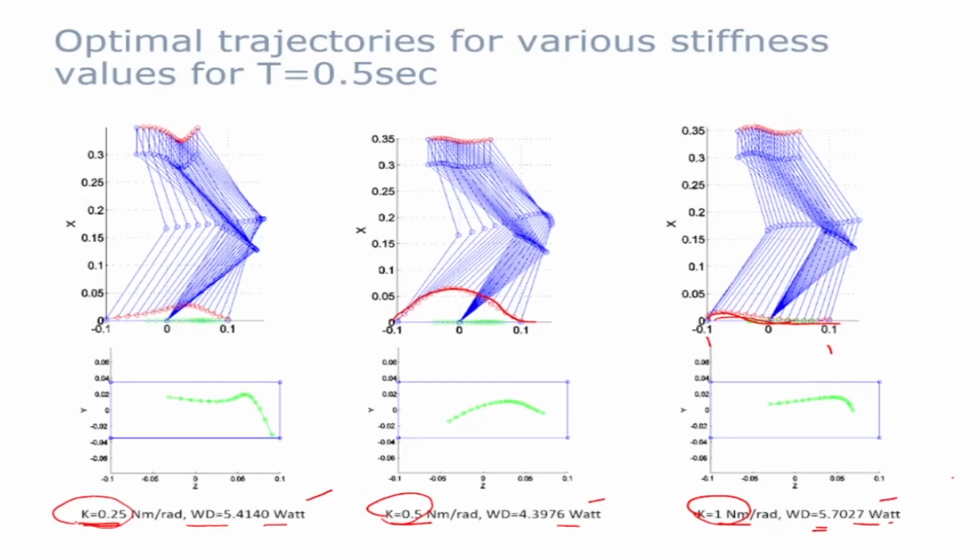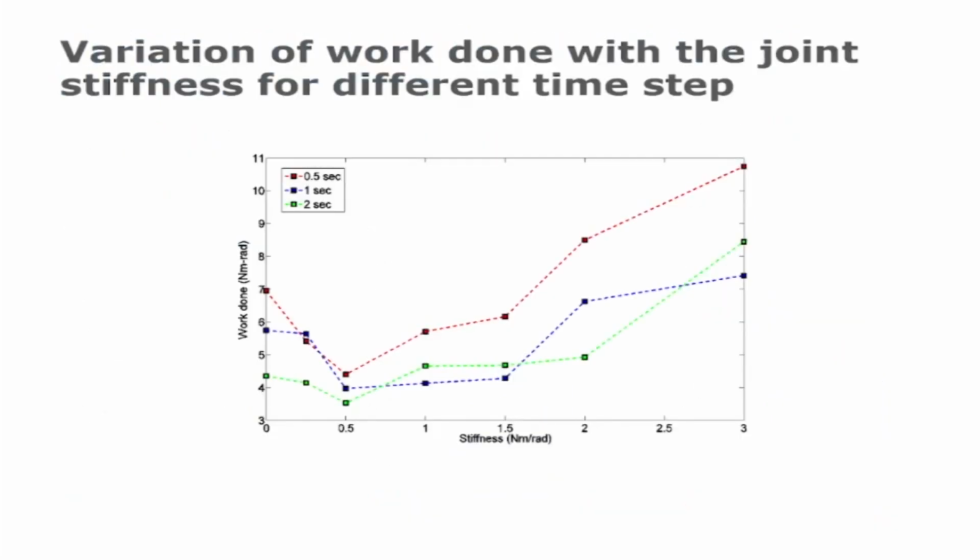So there appears to be some kind of an optimum. When we compare different stiffnesses, we find that for this stiffness, the minimum energy is obtained. This is an interesting result in the sense that we can have springs, but then you must have optimal springs.